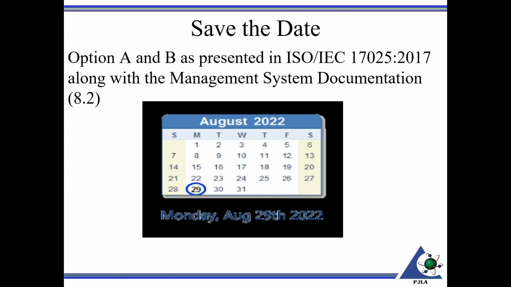And we will reconvene for our August webinar, which is now scheduled for August 29th. What we're going to look at are the first two sections in the management system requirements. So we have option A and option B, which was brought forth in the 2017 standard. We'll look at what that is and what that might mean to your organization, along with section 8.2, which is a section on management system documentation.